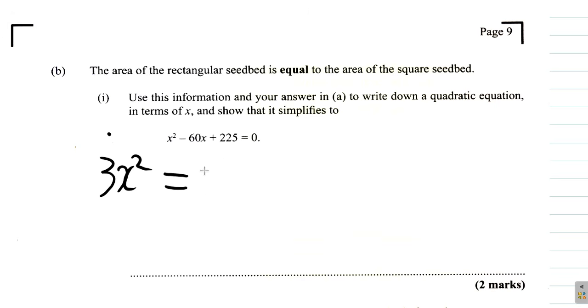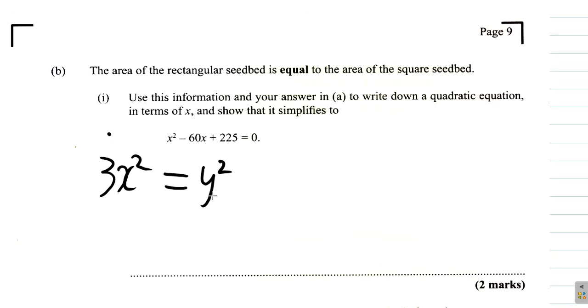So this is equal to this. Remember the 3x squared is the area of the rectangular seed bed, and the y squared is the area of the square seed bed, and they are equal. Alright.